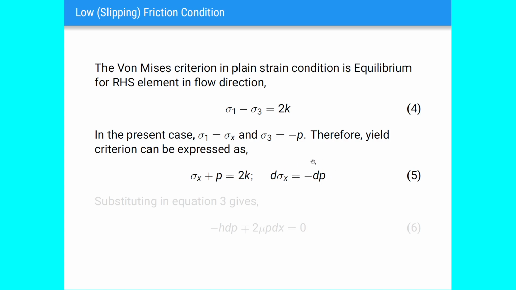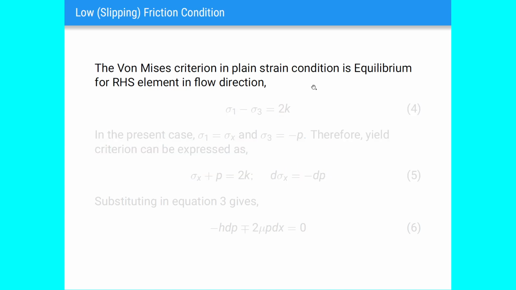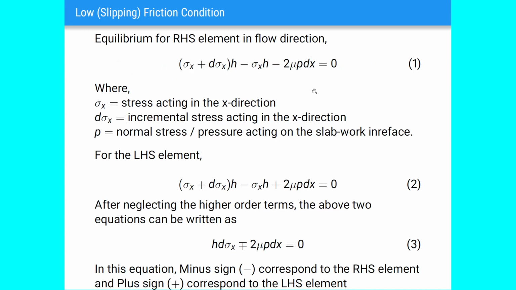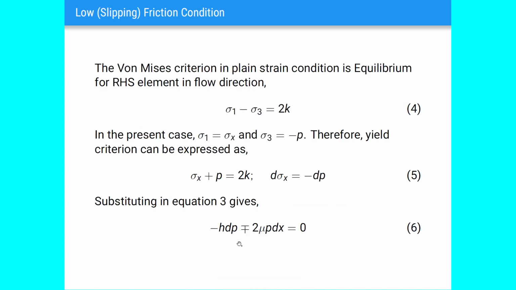Put this value in your previous equation, that is equation number 3: minus d sigma x equal to dp. If you put this value, d sigma x equal to minus dp, what you will get is minus h dp. You have put the value of d sigma x in equation number 3. You will get minus h dp minus plus twice of mu p into dx. So this we have got from equation number 3. Yeah, equation number 6.